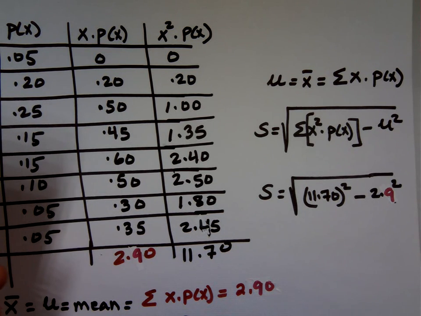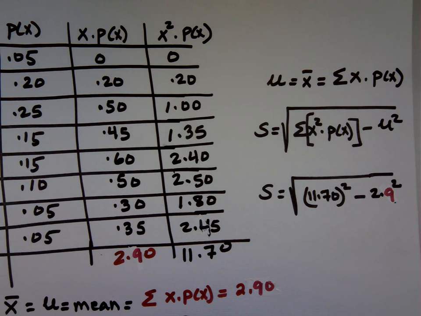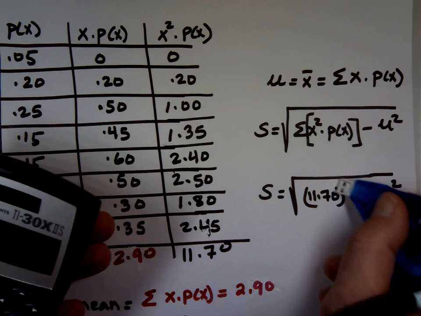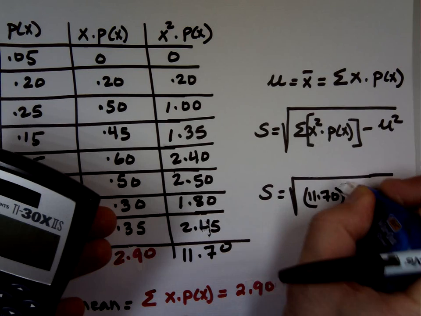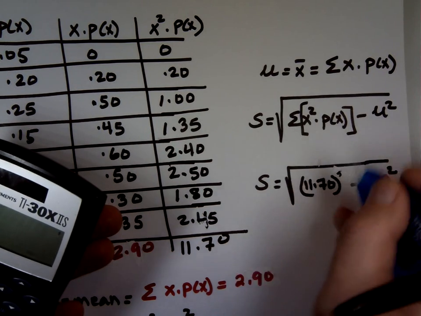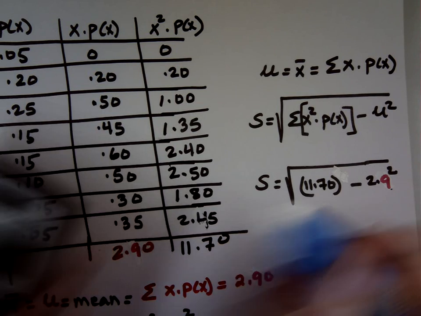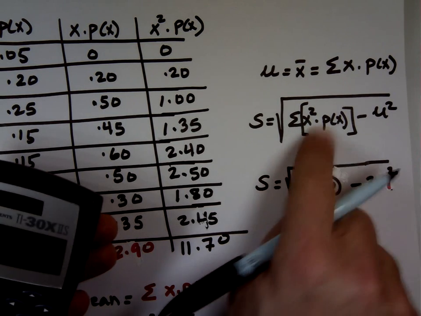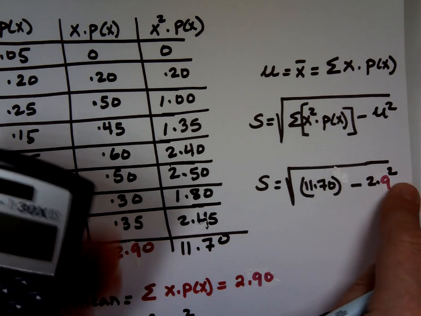11.7. There's no square here. I don't know why I said square. The equation does not say square on it, right? No. Only the second one is squared. I don't know why I wrote square there. 11.70, no square, minus 2.9 squared.